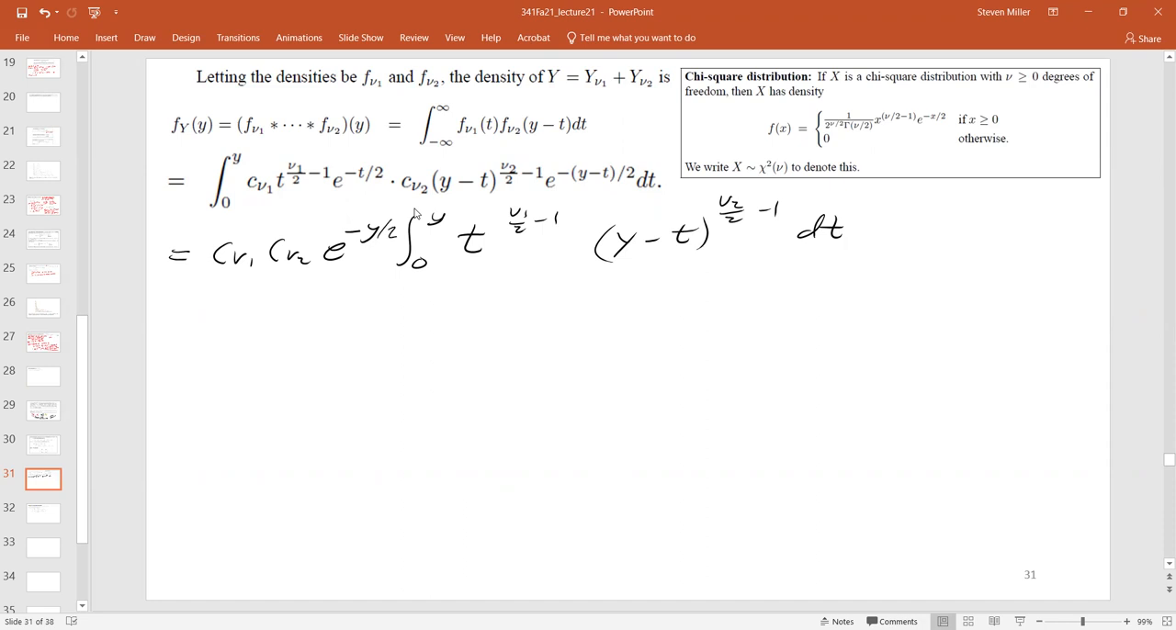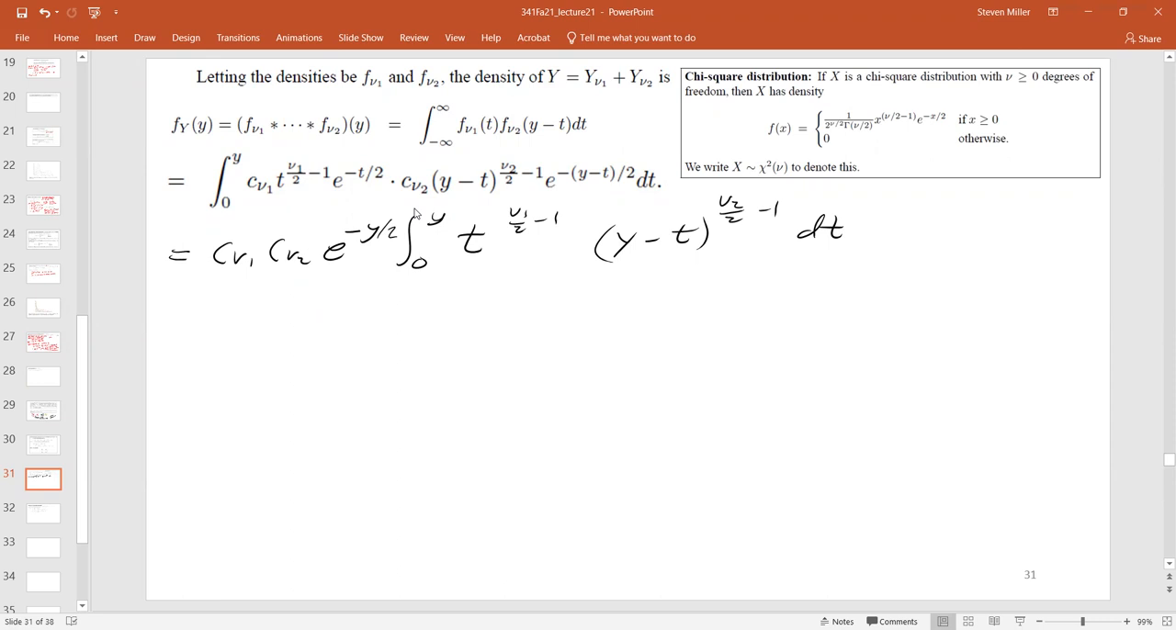Does this integral look like anything we've seen before? Not quite geometric. Looks like the beta. Yeah. But what was the beta? The beta was t and 1 minus t. We have t and y minus t.